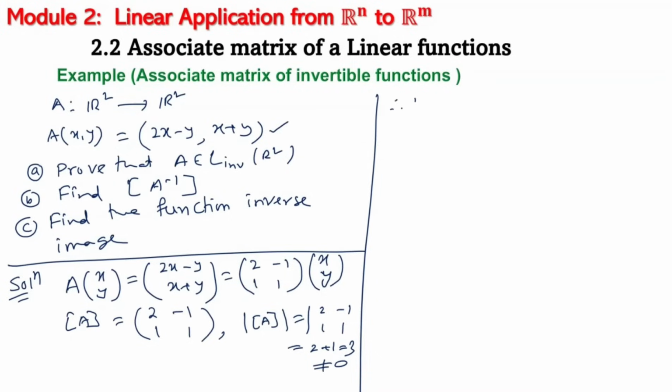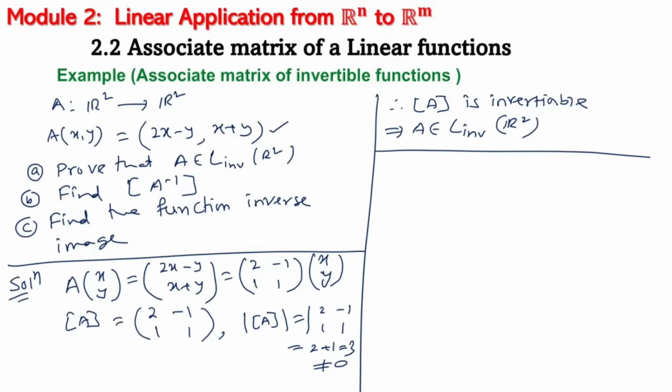So this implies the matrix A is invertible, which in turn, by the previous theorem, means that A belongs to L inverse R2. Okay, so now the question is: find the matrix of A inverse.